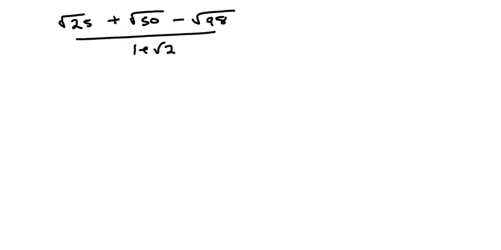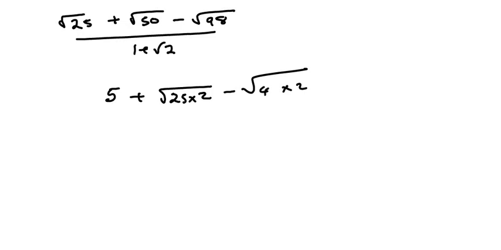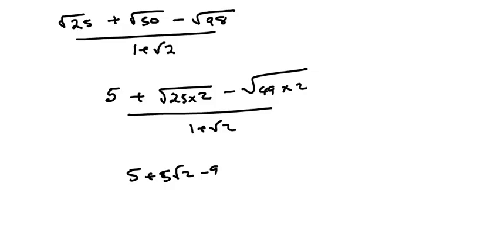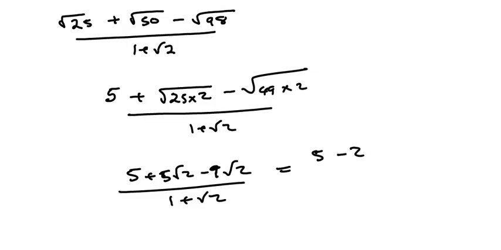So the square root of 25 is just 5. The square root of 50 is the same as 25 by 2, then minus. This guy here is a 49 if I'm not mistaken. Then we have 1 plus root of 2. So on top you're going to get a 5, then a 5 root 2 minus a 7 root 2. Then 1 plus root 2. This will just be 5 minus 2 root 2 over 1 plus root 2.